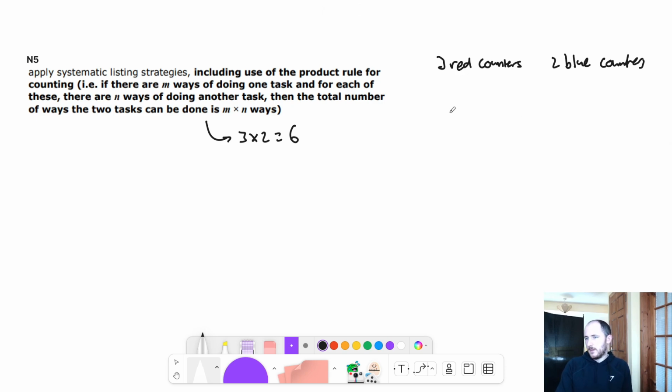Well, if I label the red counters R1, R2, R3, and these ones B1, B2, then the way I'll list it is I'll start with R1 and I'll just write both of the blue counters next to it, and then I'll do the same for R2.